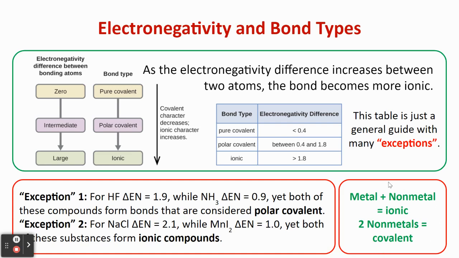Generally speaking, anytime a metal, something on the left side of the periodic table, reacts with a nonmetal, something on the right side of the periodic table, we're going to form an ionic bond. And generally speaking, anytime two nonmetals react together, two things on the right side of the periodic table, they're typically going to form a covalent bond.